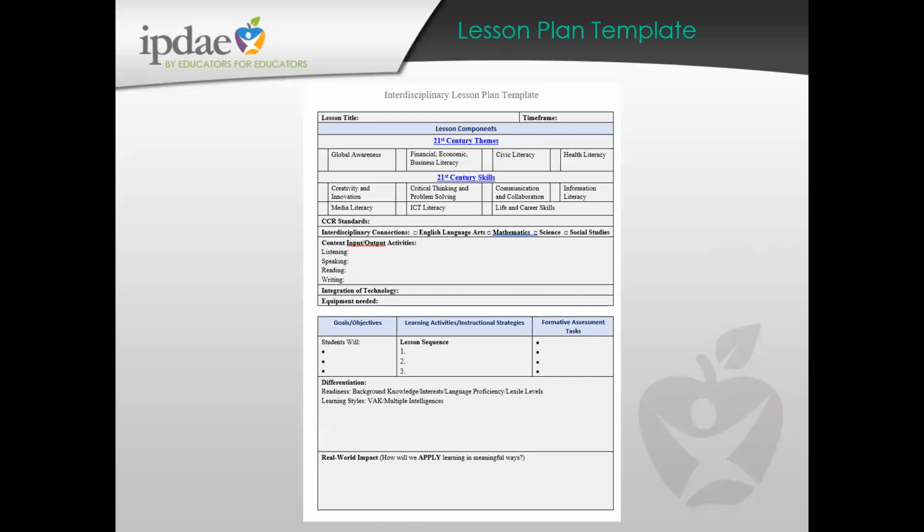So are we thinking about students' readiness, their background knowledge? If we're talking about mental awareness as a topic, your students are going to come into the topic with different levels of awareness, different levels of interest, different biases. Are we taking those all into account as we navigate through instruction? Language proficiency, their lexile levels, and of course their learning styles.